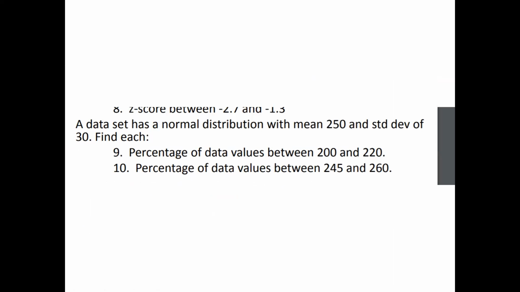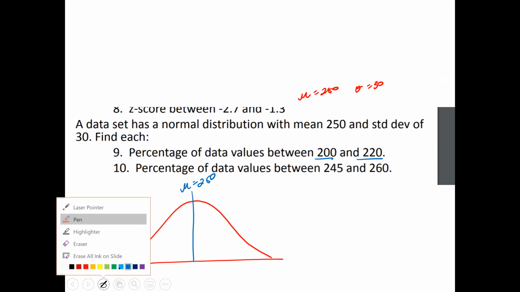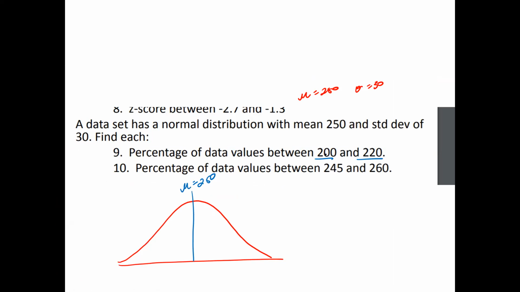It says a data set has a normal distribution with a mean of 250 and a standard deviation of 30. There are two parts to this question, and it asks you to find the percentage of the data between 200 and 220. So the best thing that you could do is start off with your diagram. Label the mean as 250. Now, you want to know what percentage is going to be between 200 and 220. Well, if you look at 220 and 200, it is on the left side of the mean.